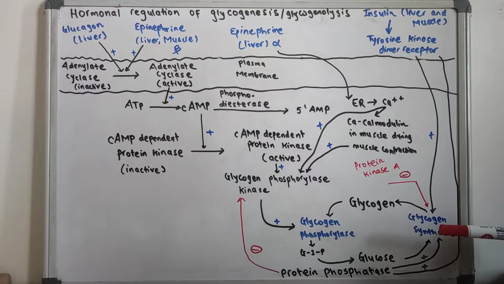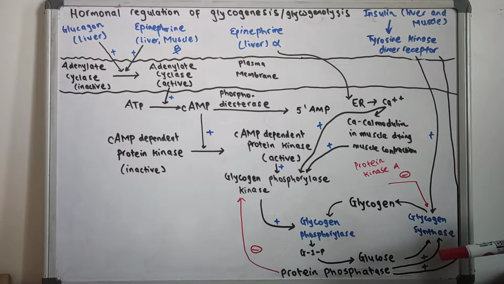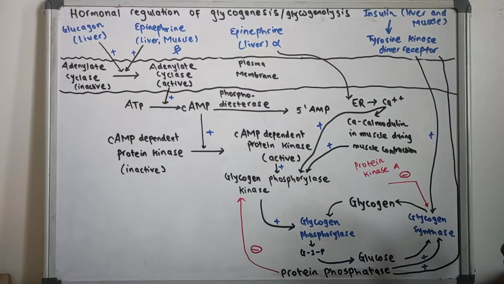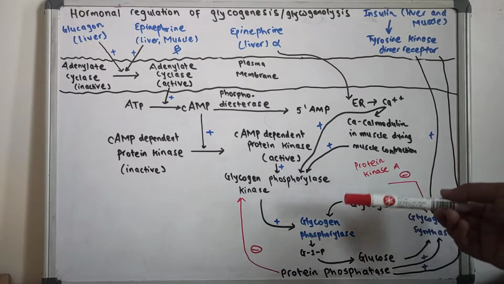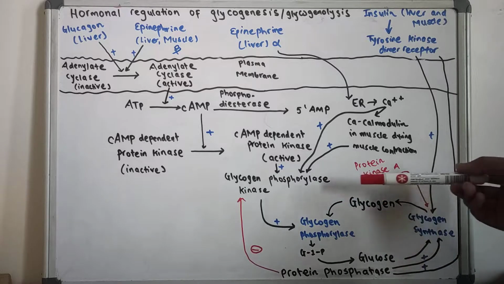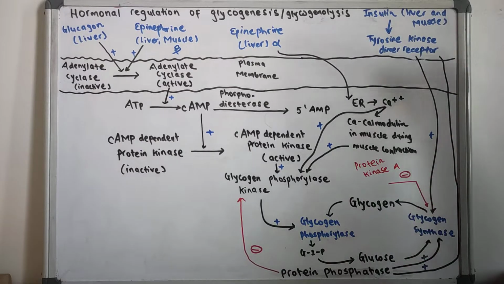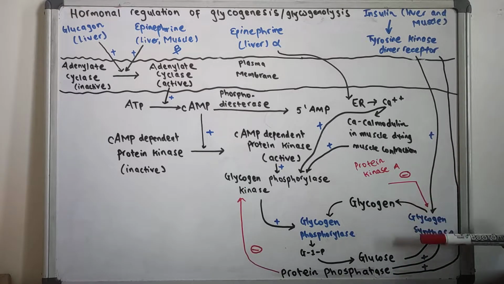So what are the various hormones that support glycogenolysis? The glucagon and epinephrine. The glucagon, epinephrine, and mainly calcium will support glycogen phosphorylase, increasing its activity, and they increase glycogenolysis. On the other hand, insulin and the enzyme protein phosphatase will increase the action of glycogen synthase and increase the metabolism of glycogenesis.